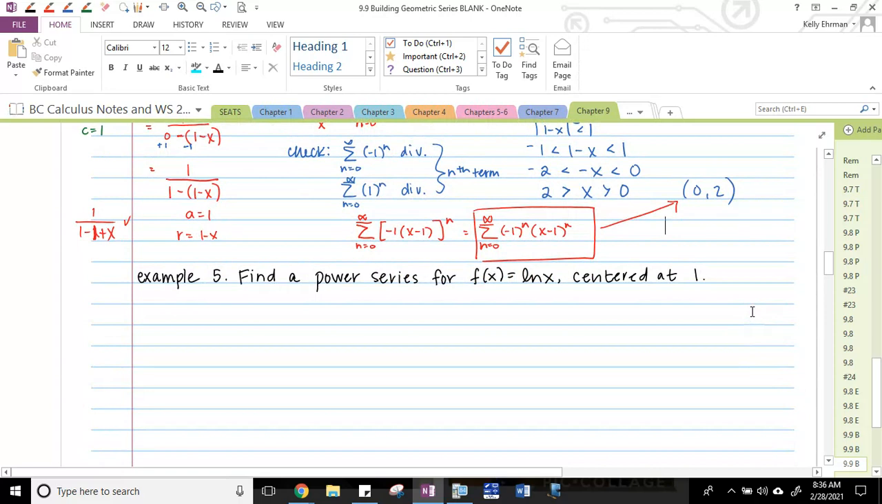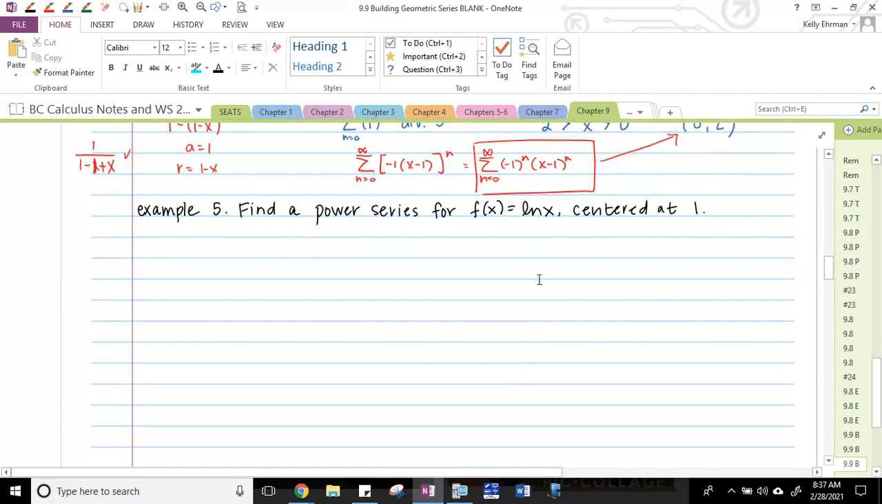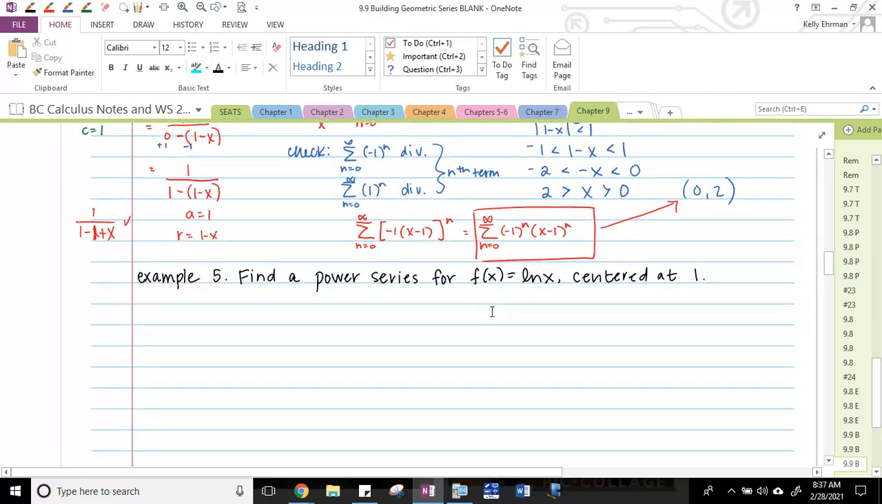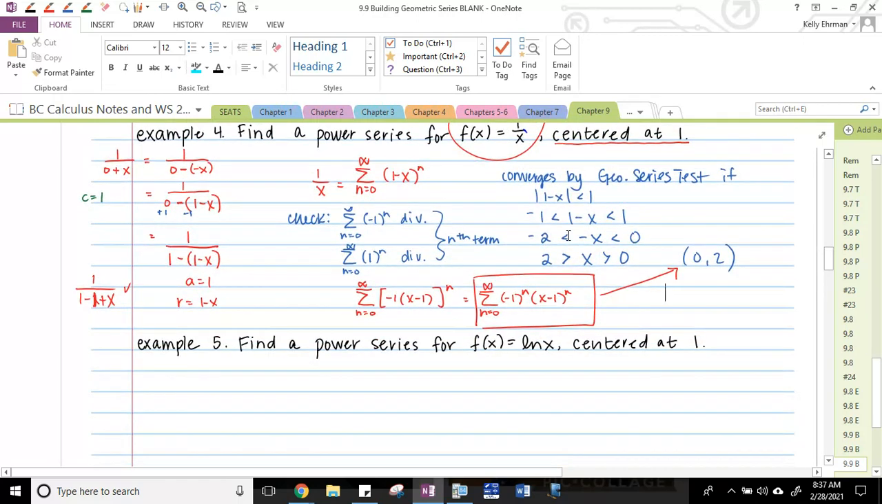All right, find a power series for f of x equals natural log of x centered at 1. Now, natural log of x is not something I can just do a couple of quick steps for and get it to be in this 1 over 1 minus r or a over 1 minus r form. But there is a relationship between natural log of x and 1 over x, the power series that we just found. So f prime of x is 1 over x, right? If f of x is natural log, the derivative of that is 1 over x.